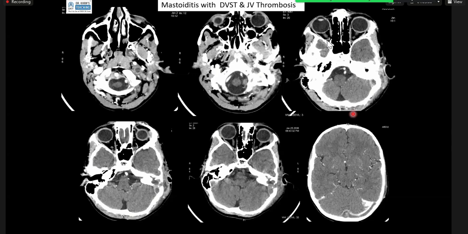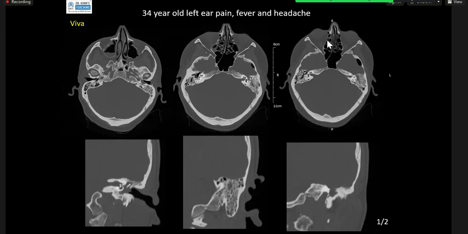Now, in this particular case, though I have not given you a bone window, you can see this destruction happening. And with that, if you see here, there is a soft tissue abscess. With that, if you see the jugular vein, there is a filling defect in the jugular vein, the sigmoid sinus filling defect, and the transverse sinus filling defect. So again and again, these cases come, and it all depends which modality they are showing to you.